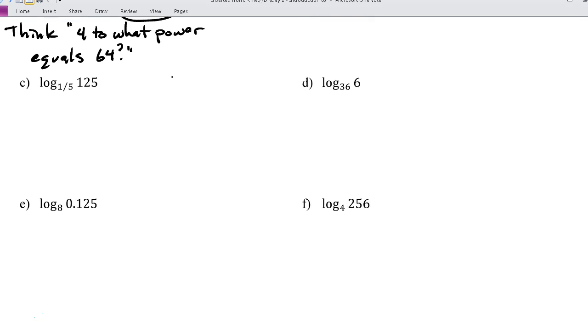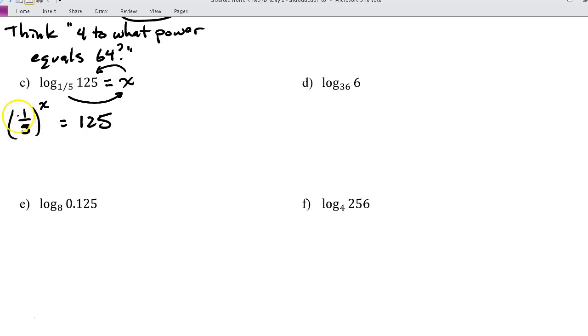Alright, so next problem, again, I'm going to set this equal to x, and then I'm going to rewrite it in exponential form. So I have 1/5 raised to the x is equal to 125.